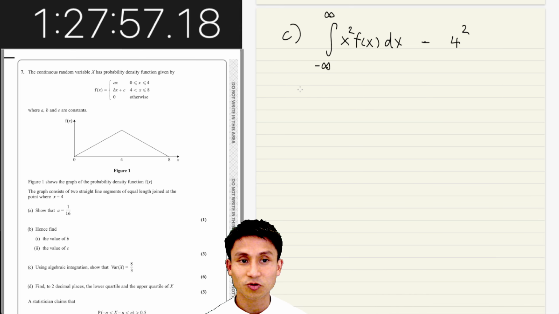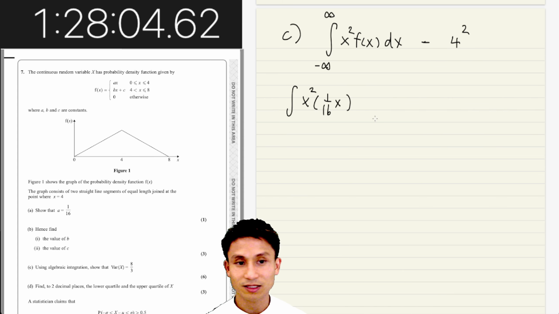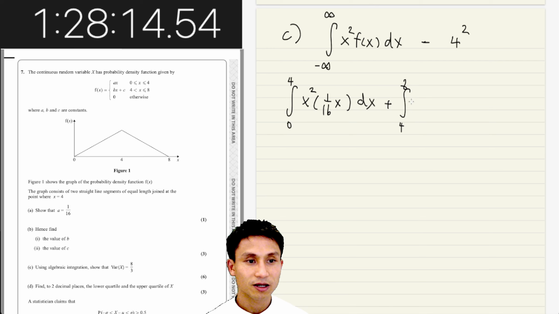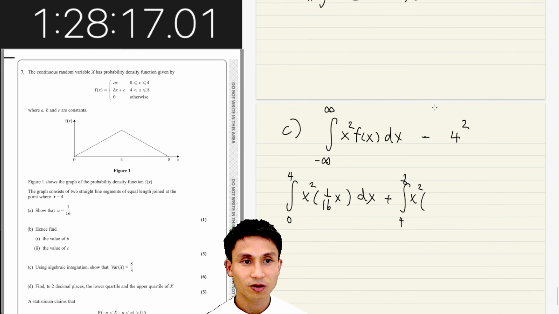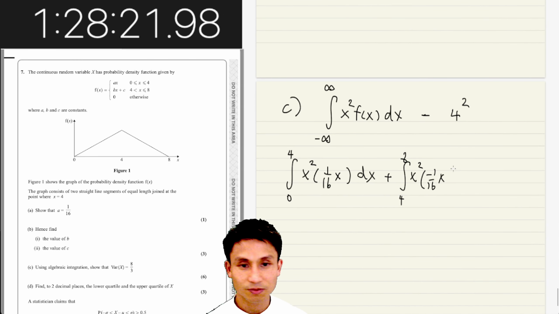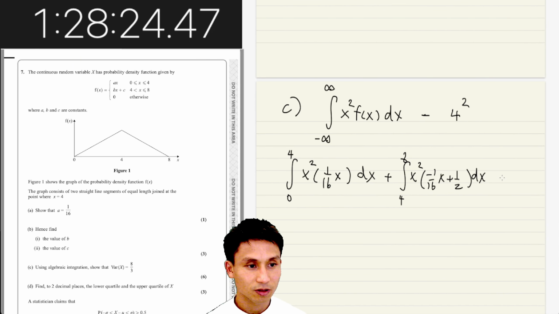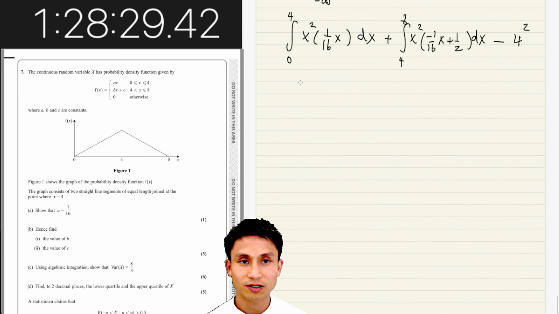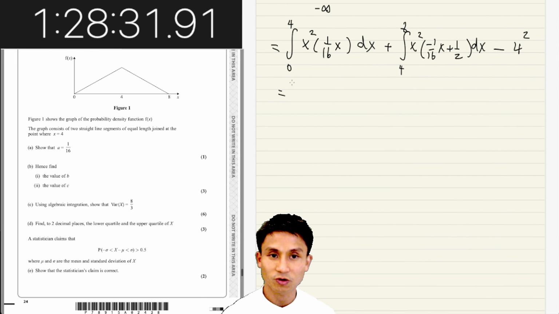Okay, this will split into 2 parts. We are integrating x squared. The first part is 1 over 16 x, from the ax there, integrating from 0 to 4. Then the other part is from 4 to 8, x squared times b, which is minus 1 over 16 x, and c, which is plus 1 over 2, and then minus 4 squared. Whatever we get there should be the variance of X as required, so we're going to prove that.